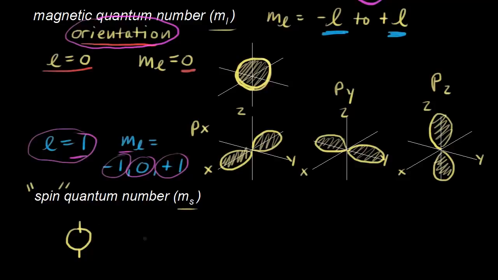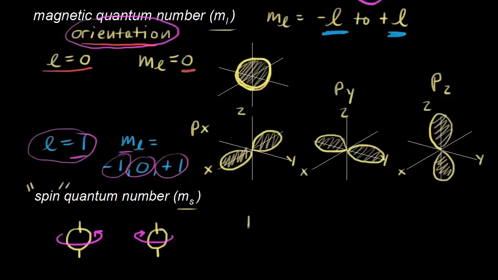So I could have an electron. Let me draw two different versions here. I could have an electron spin like a top, if you will, this way, or I could have an electron spin around that axis going this way. And again, this is not actually what's happening in reality. Electrons don't really spin on an axis like a top, but it does help me to think about the fact that we have two possible values for the spin quantum number.